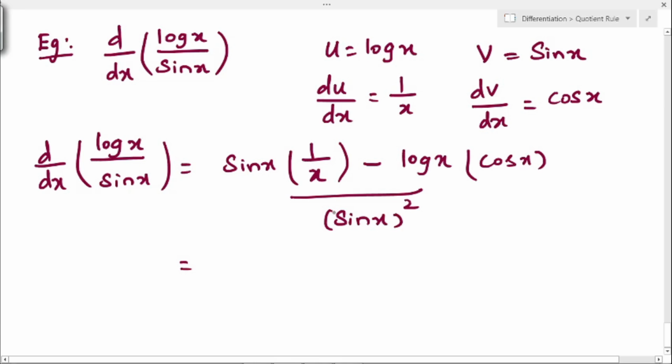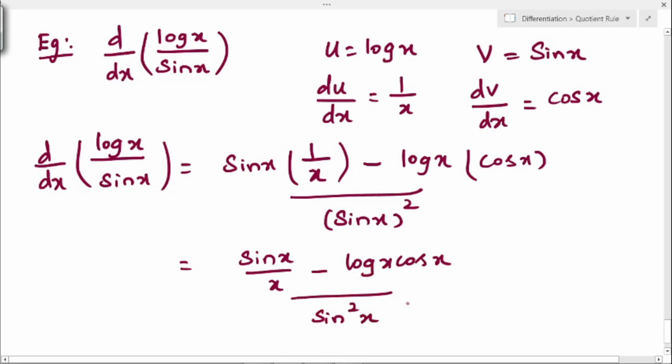So first term is sin x by x minus log x cos x, the whole divided by sin² x. (sin x) the whole square is nothing but sin² x. So this is the derivative of log x by sin x.